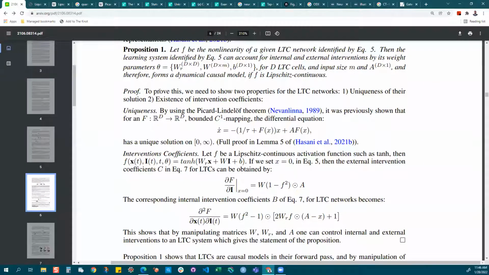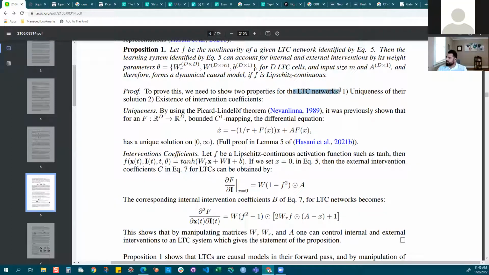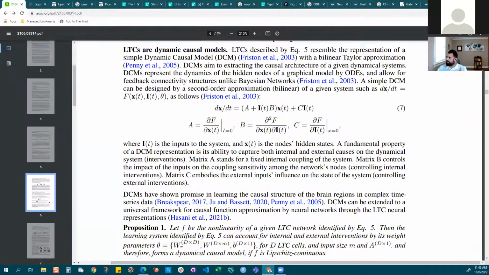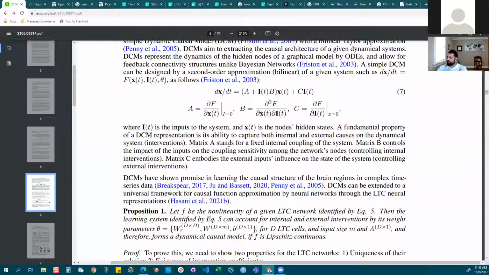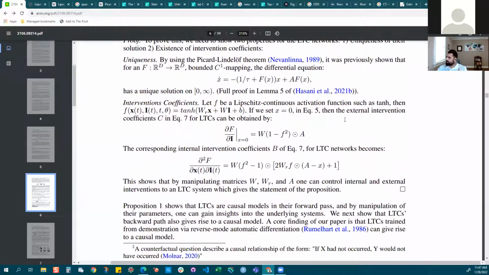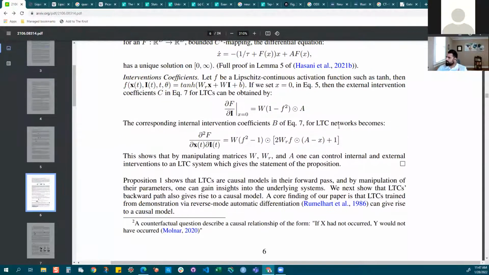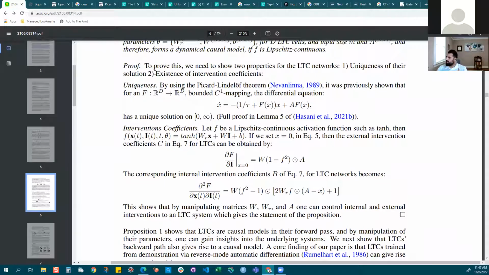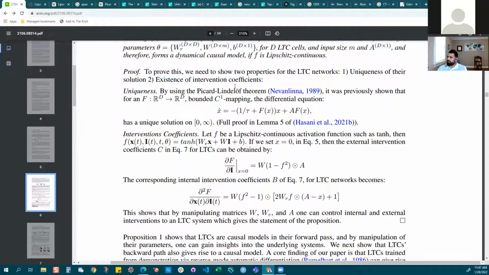To prove this, they say they need to show two properties for LTC networks. One is the uniqueness of the solution. They need to show that the equation they create here has only one unique solution. And the second condition they mention is existence of intervention coefficients. There need to be intervention coefficients to establish causality.